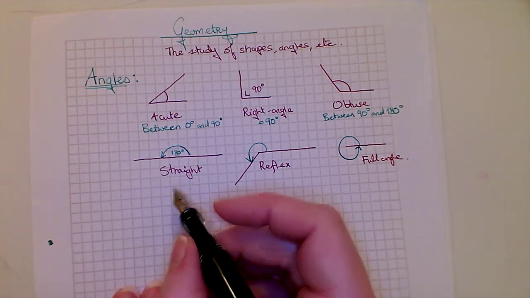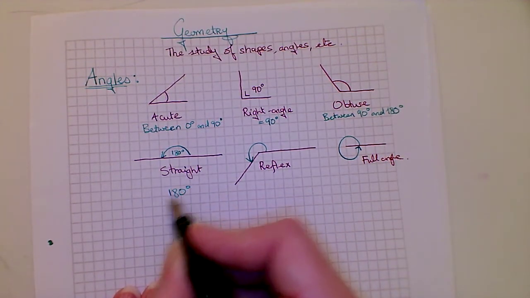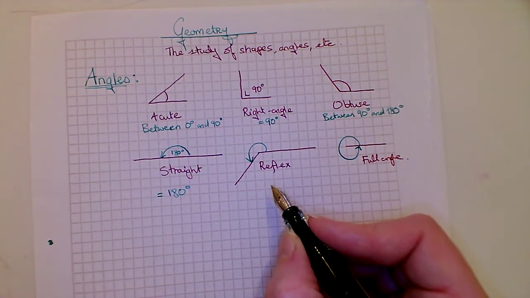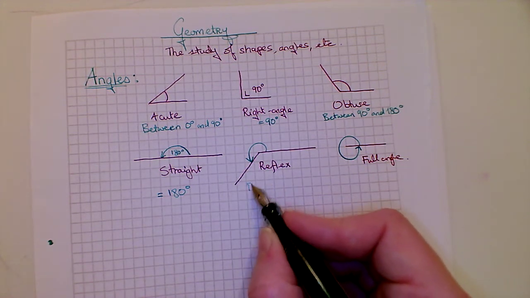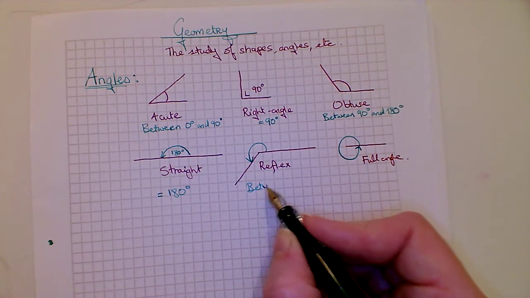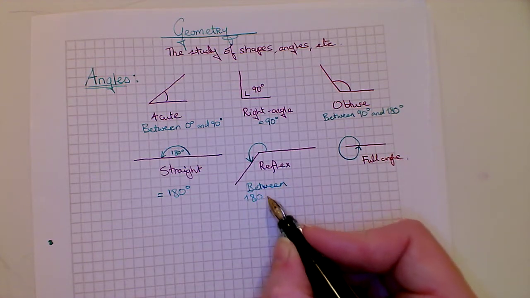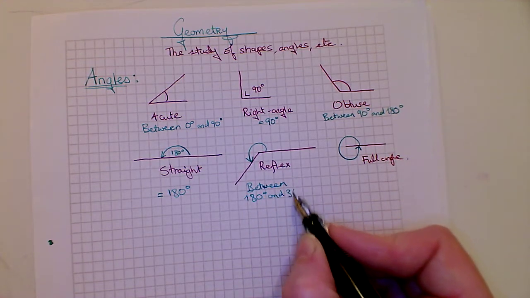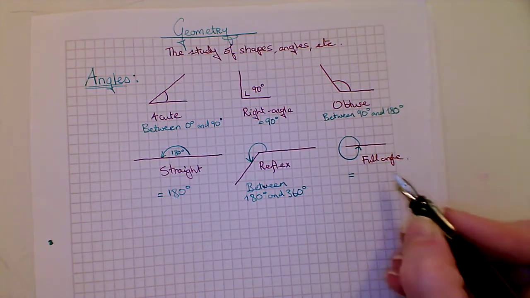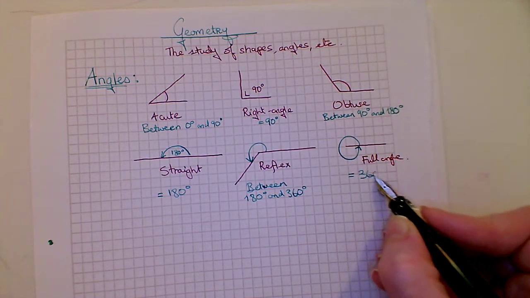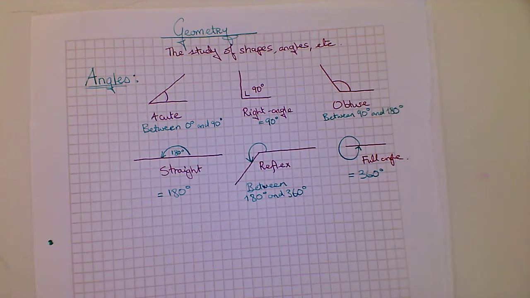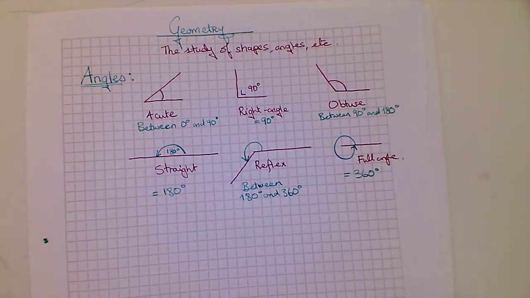Okay, so a straight angle is exactly equal to 180 degrees. A reflex angle is between 180 and 360, and a full angle is exactly equal to 360 degrees, called a full angle because, of course, it makes a full circle.